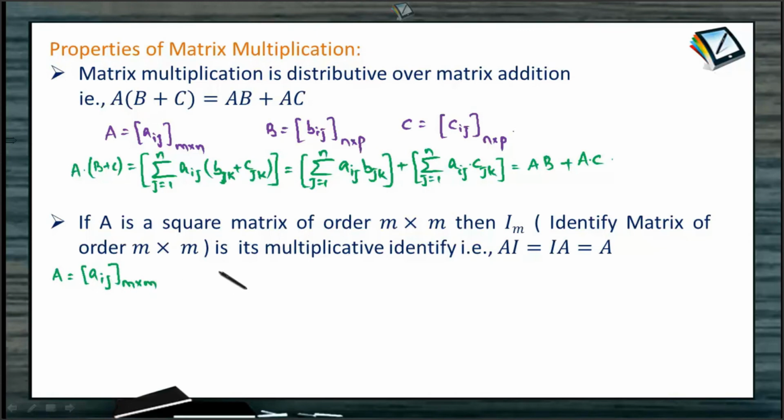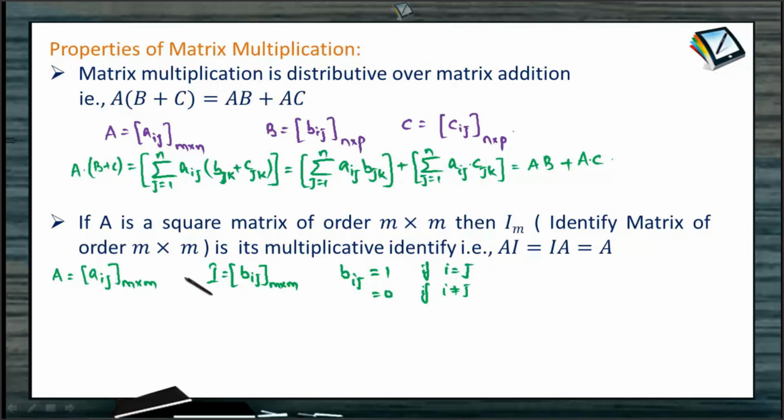Then how will be the matrix I? Yes, I will be a matrix of the form Bij, again of order m by m, a square matrix. But what is the characterization of Bij? Yes, this element Bij will be 1 if i equals j, and it would be 0 if i is not equal to j, right? Then it is an identity matrix.